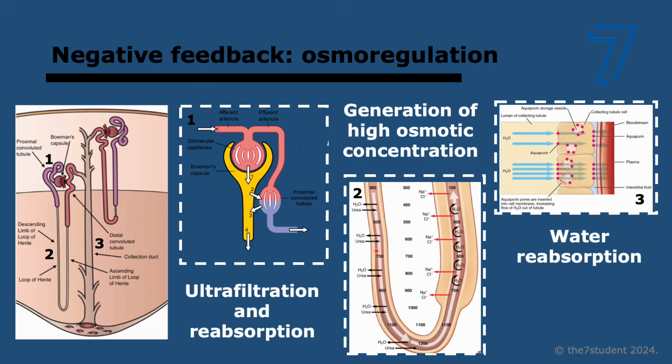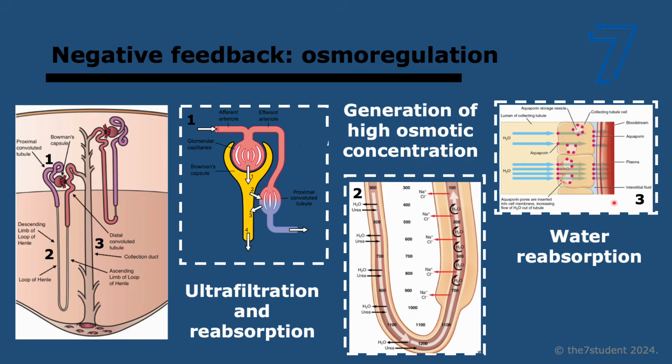But in the descending limb, this is permeable to water, but not salts. So water exits, okay? And then in the ascending limb, this pumps sodium out, but no water leaves. So what you actually need to know is that you get this very steep osmotic gradient. So then, and this is where it's important, in the third part, the collecting duct, water is reabsorbed. But the gradient that we formed before allows for water to be reabsorbed.